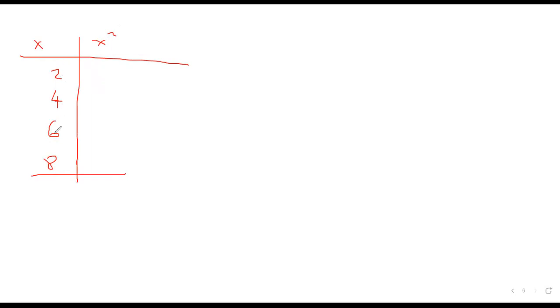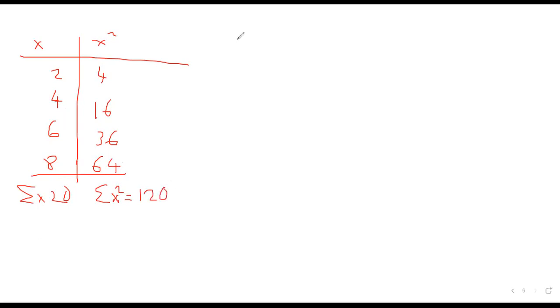So the first thing you total up here, 2 plus 4 is 6, 6 plus 6 is 12, 12 plus 8 is 20. Summation of X here is 20. Then you square each one of these. This is 4. 4 times 4, 16. 6 times 6, 36. It is 8 times 8, 64. So when you add this, we're going to get summation of X squared, which is 120.